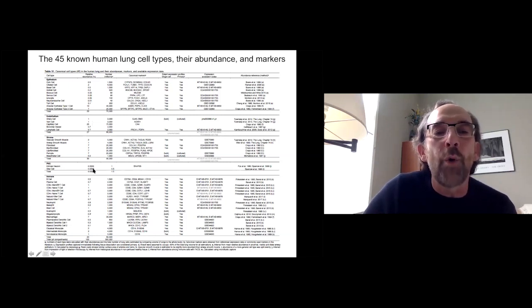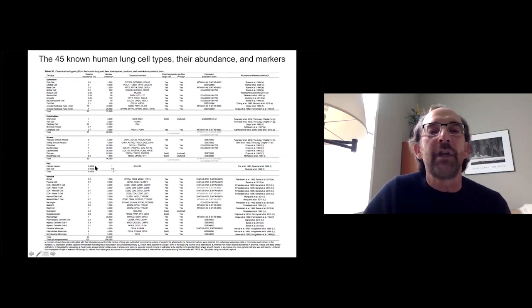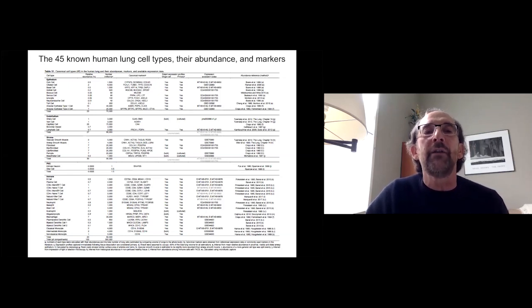down to cell types that represent 0.00003% of the cells. So a huge range of over 10 to the 5th orders of magnitude in abundance. And then importantly, we collated from the literature canonical cell markers for each of those 45 canonical cell types.